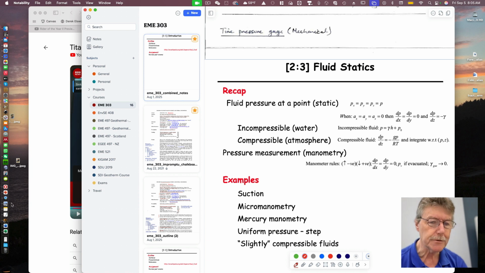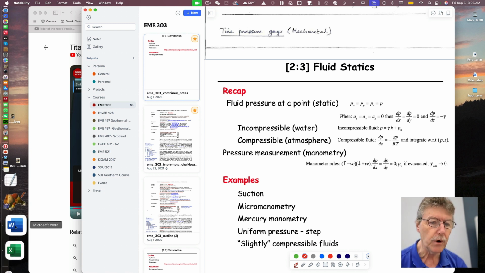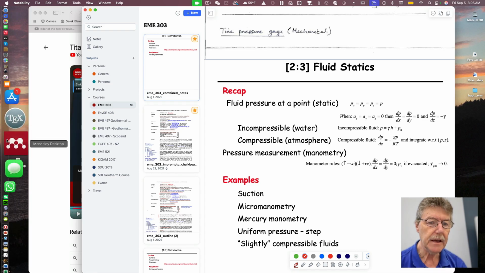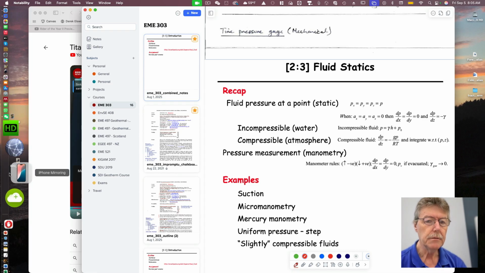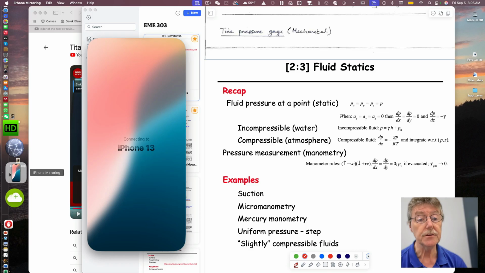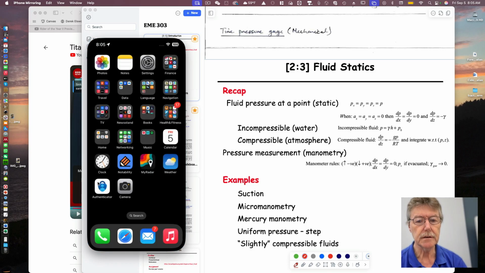Oh yeah, and I did one other thing as well. I was curious to find out whether iPhones measure barometric pressure. They have a pressure sensor in them, apparently. And let's see if this will open since I put it on the desk.